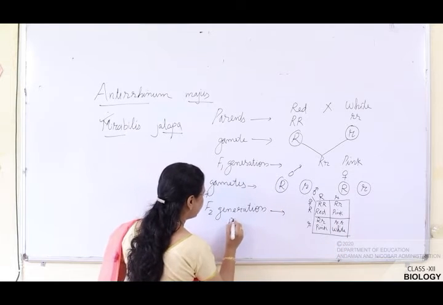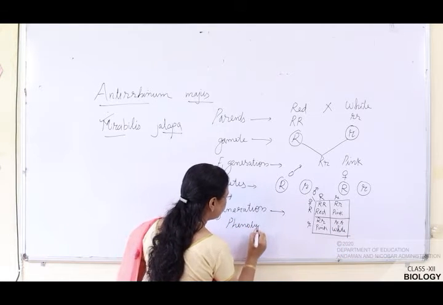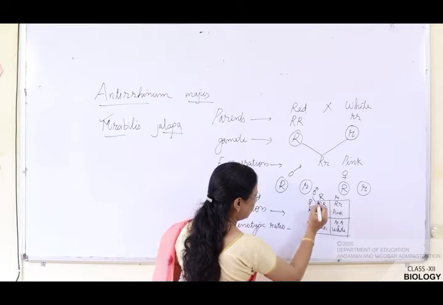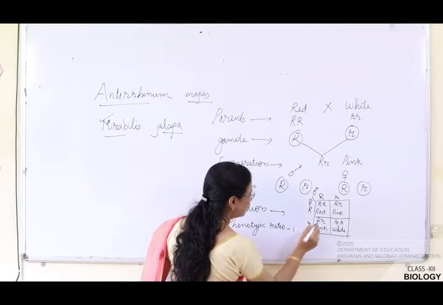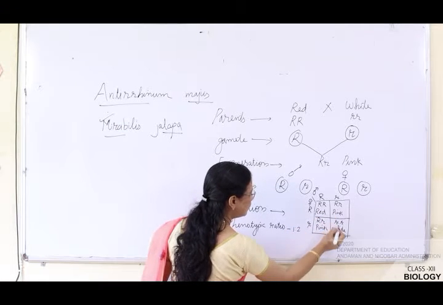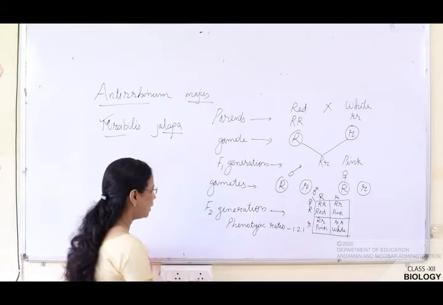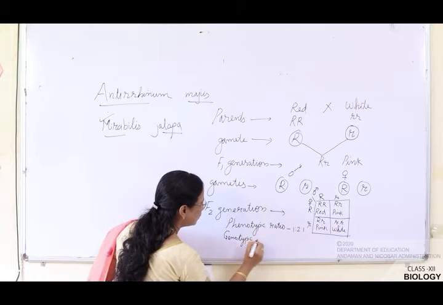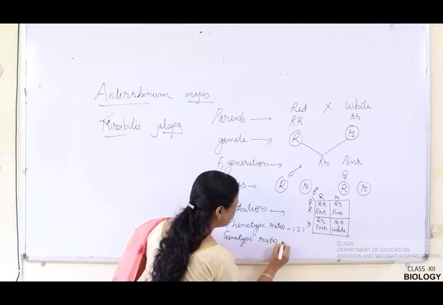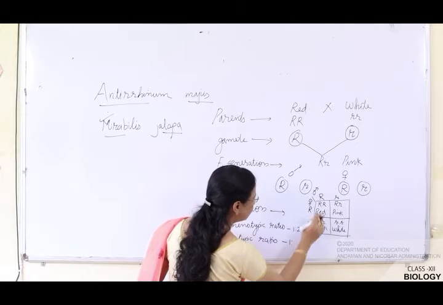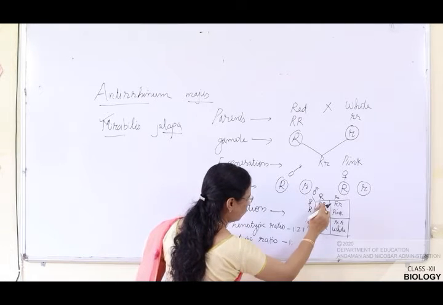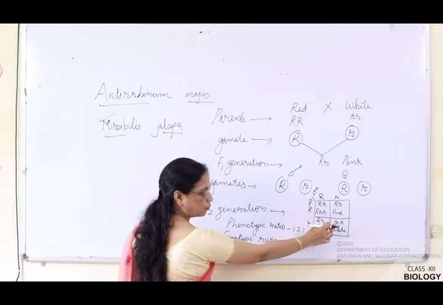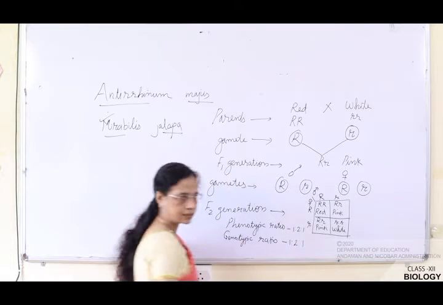So let us write the phenotypic ratio. Phenotypic ratio is 1 red, 2 pink and 1 white. Is it clear? Now, genotypic ratio. Genotypic ratio, that is 1 red, that is homozygous dominant, 2 heterozygous, and 1 homozygous recessive.